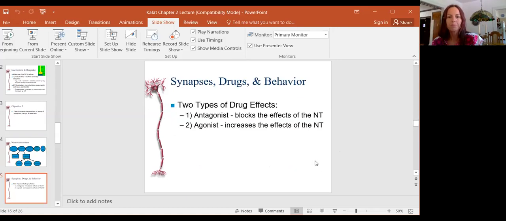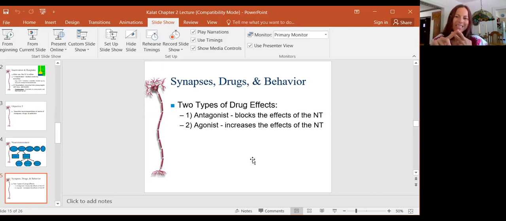Okay, there are two kinds of effects that drugs can have. Remember, drugs we take into our system, maybe we smoke some weed or something like that, it's going to go into our lungs, and from our lungs it's going to get into the blood. Remember, it's going to go through the blood-brain barrier, and so it's going to get to the brain. It can have two kinds of effects there. It can either be an antagonist or it can be an agonist.